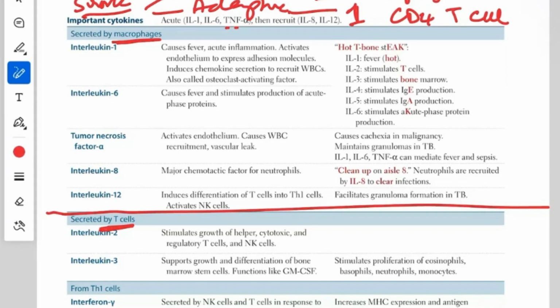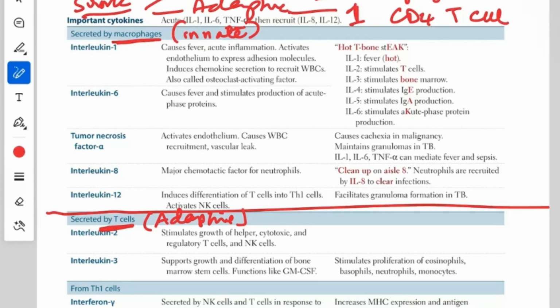All right. So now just one cell in the innate up here, one cell rather in adaptive. That's your CD4 T cell.